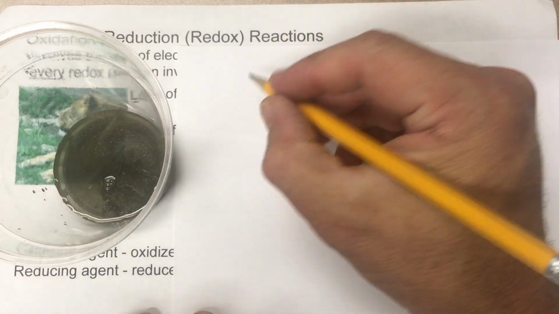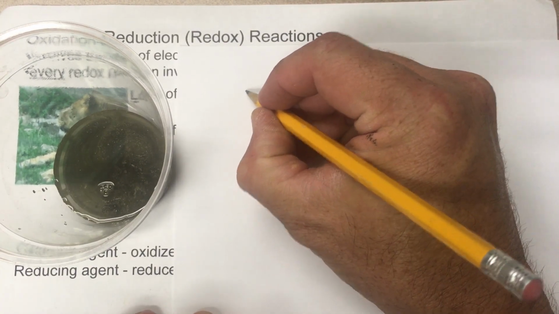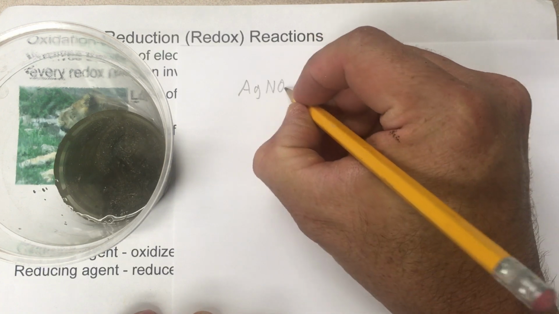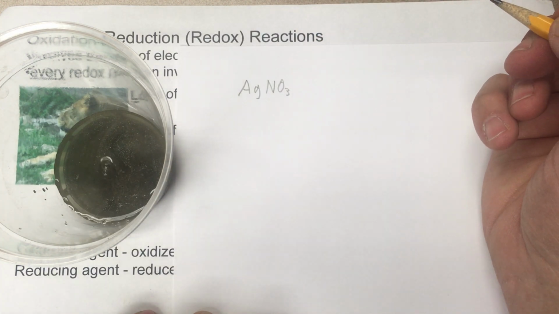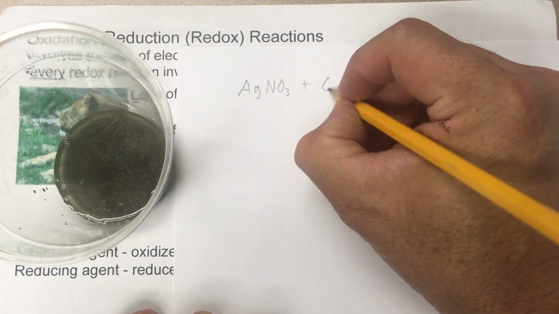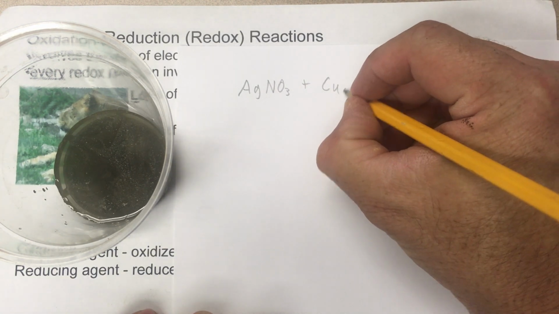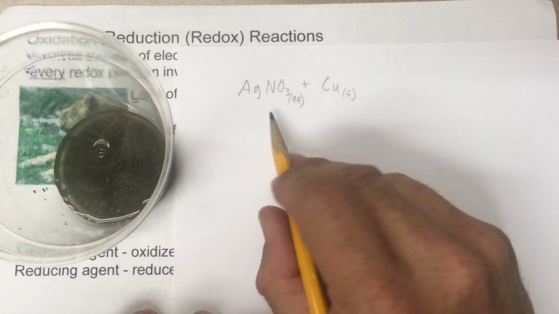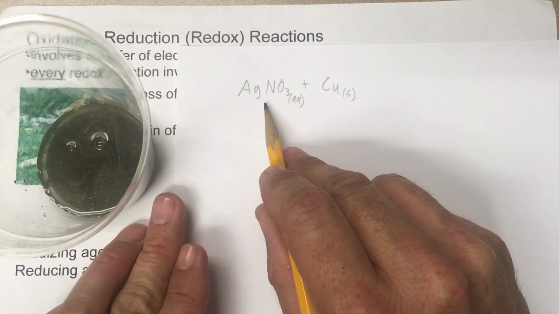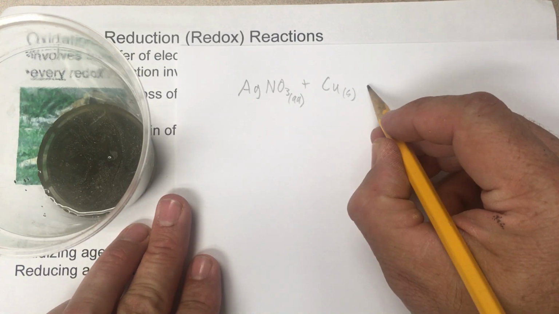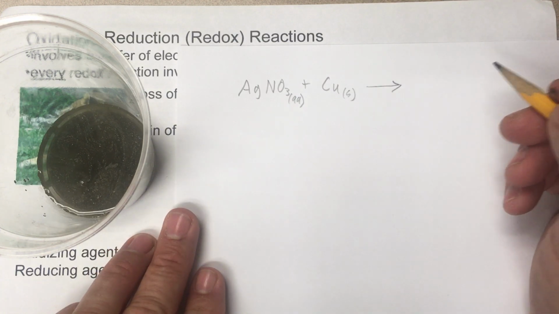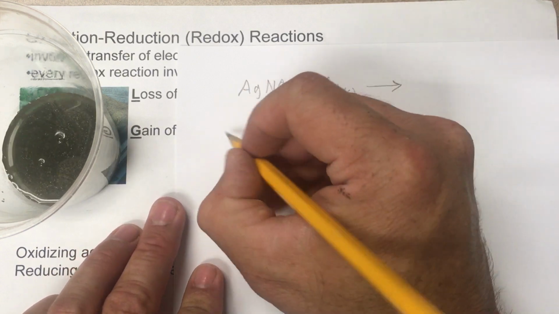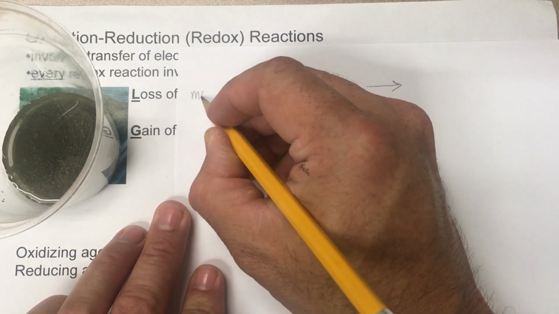Okay, so what we have going on here is silver(I) nitrate reacting with copper in the penny. So the silver nitrate solution is aqueous and the copper is solid. Okay, and this would be a molecular equation.